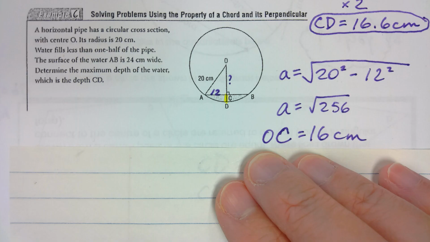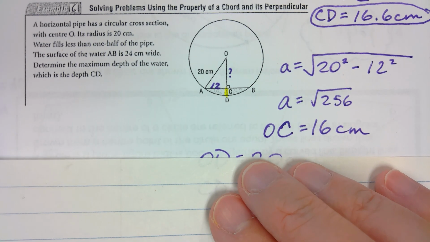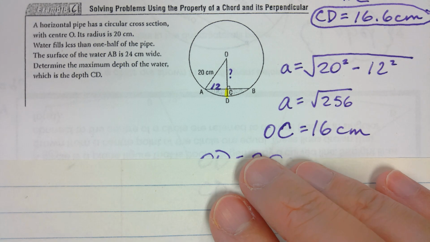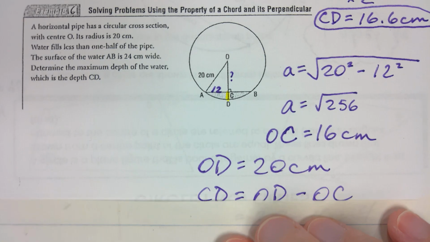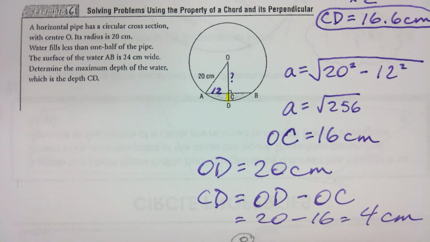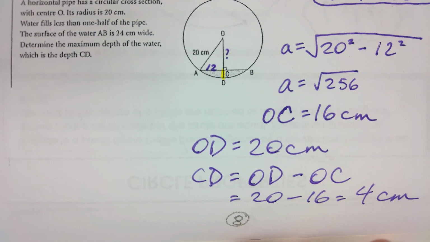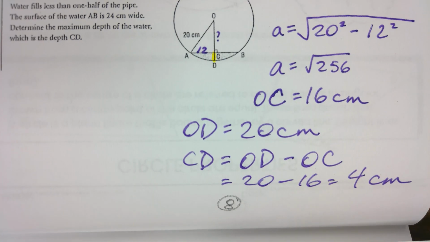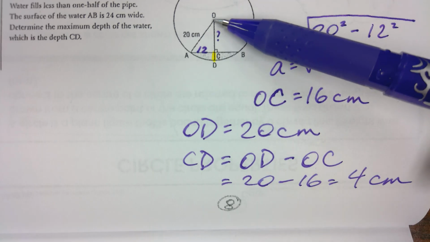Justin, what is it? 4 centimeters. How do you know? Because the strip of the water is 24 centimeters, and the radius is 20 centimeters. Split the 24 centimeters in half, it's 12, and do the Pythagorean theorem to get the length of O to C, and it's 16. Minus 20, the radius. Yes. Minus 16 from 20, get 4. Perfect.